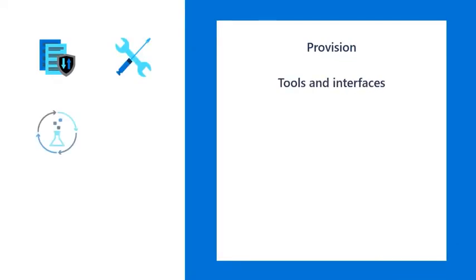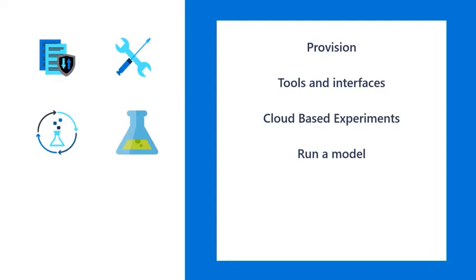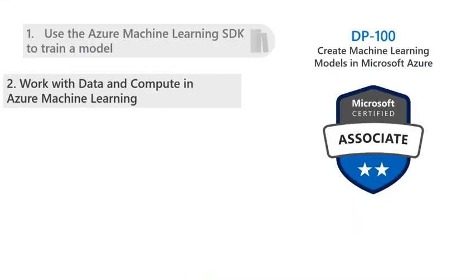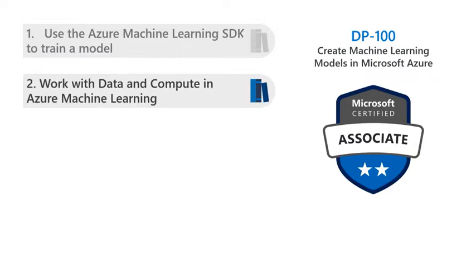In this module, you will provision an Azure Machine Learning workspace, use tools and interfaces to work with Azure Machine Learning, run code-based experiments in an Azure Machine Learning workspace, use a script run config to run a model training script as an Azure Machine Learning experiment, create reusable parameterized training scripts, and register trained models. In the next module, you will explore how to train and evaluate classification and clustering models.